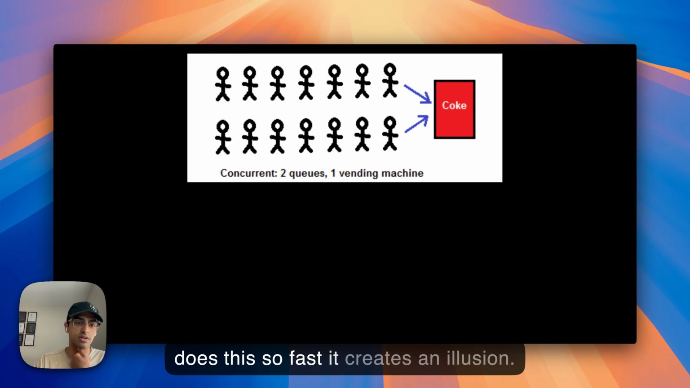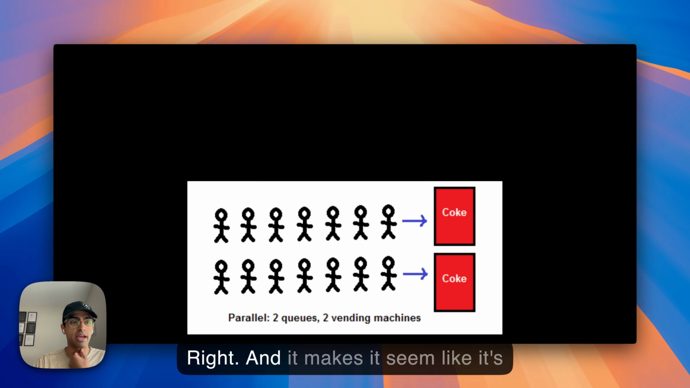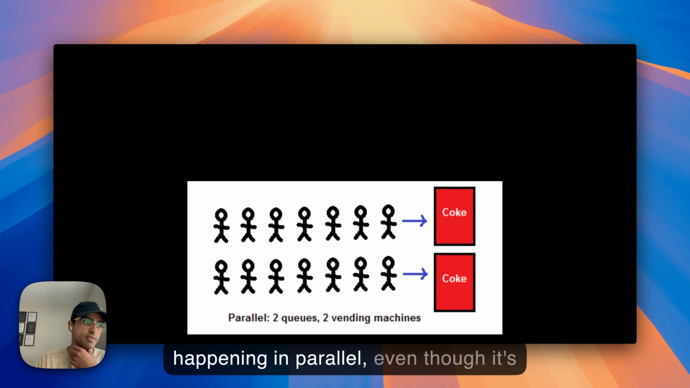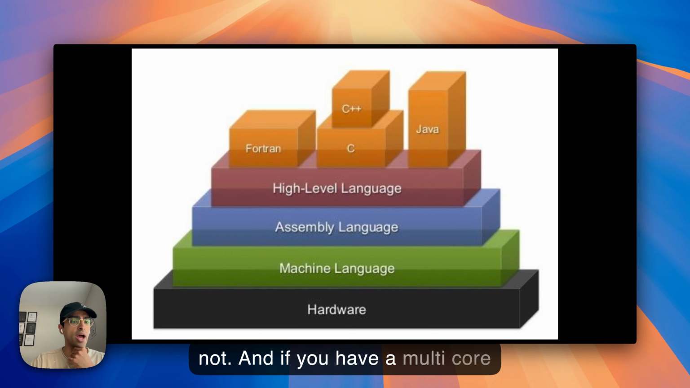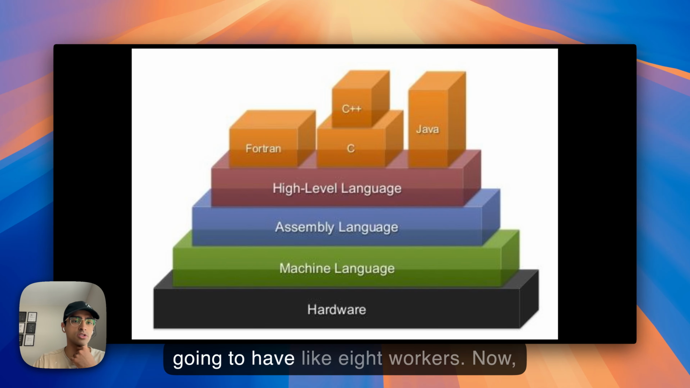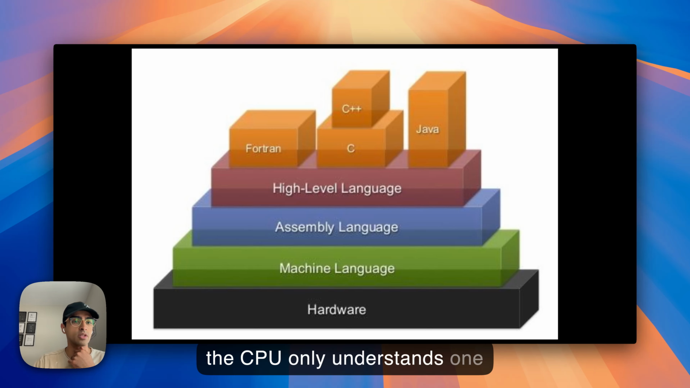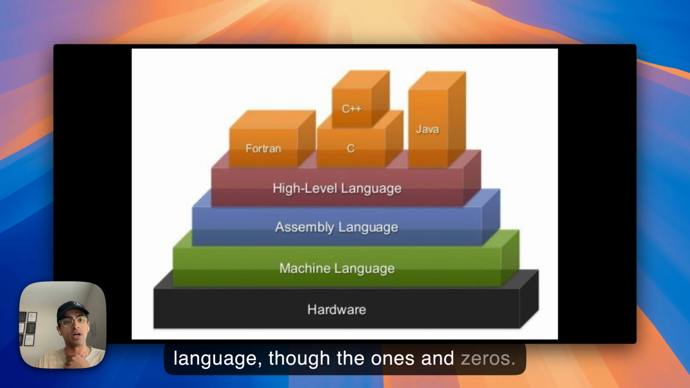And it does this so fast it creates an illusion, right? And it makes it seem like it's happening in parallel, even though it's not. And if you have a multi-core CPU, say with 8 cores, you're going to have 8 workers. Now, the CPU only understands one language, though, the ones and zeros.